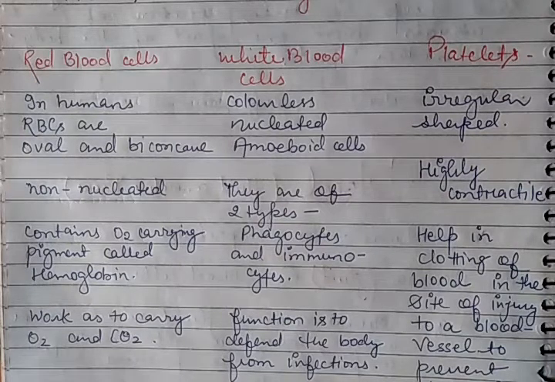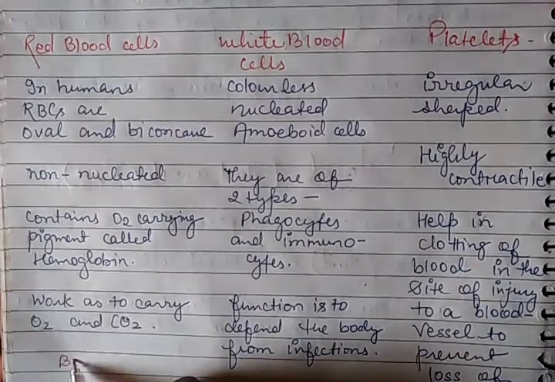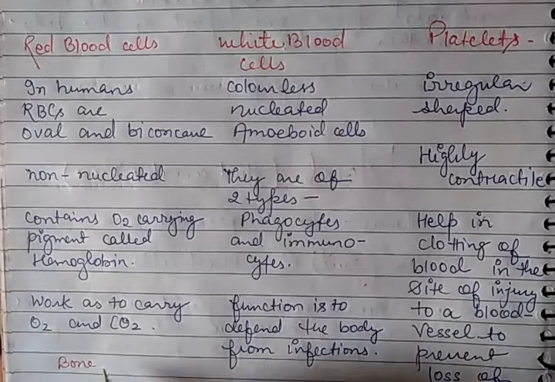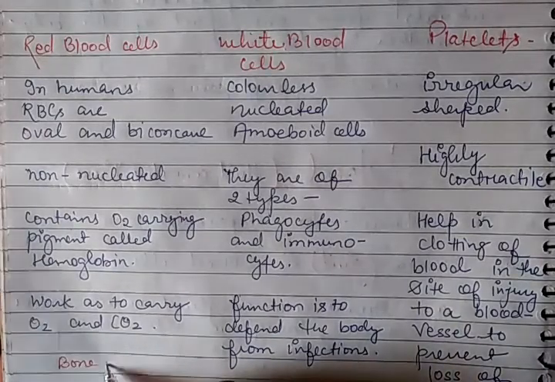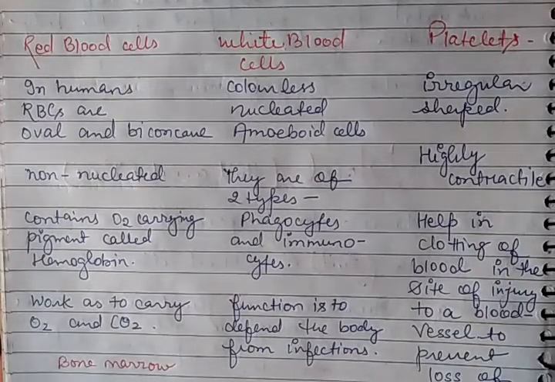And these are cells which cannot divide, which cannot multiply, because they do not have a nucleus. So they are formed in the bone marrow. The precursor cells of the red blood cells are found in the bone marrow. From there, these red blood cells are produced.